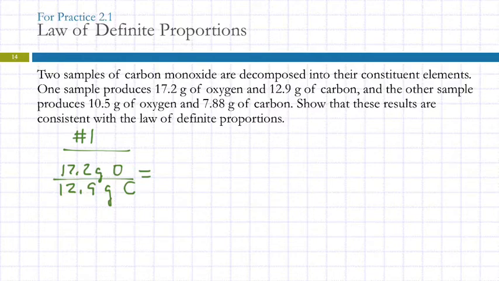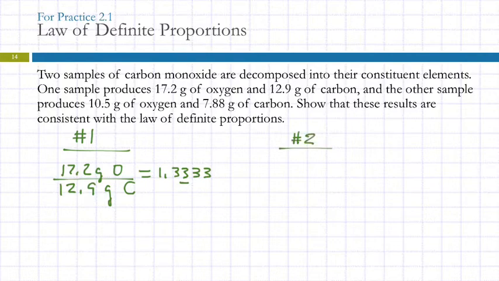1.333333333333, repeating forever. Let's use our knowledge of significant figures. 17.2 grams, that's a measurement. It has 3 sig figs. 12.9 grams, also a measurement, 3 significant figures. This result should have 3 significant figures. So that's our third sig fig, and then I'm just going to write the next 2 digits down because that's what I do. So there's our ratio, 1.333. 1 1/3, really.